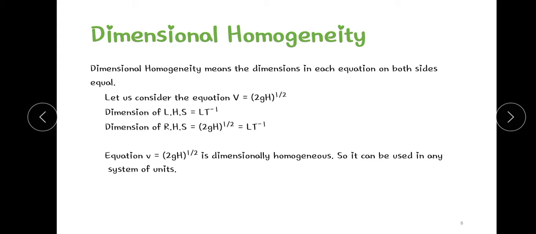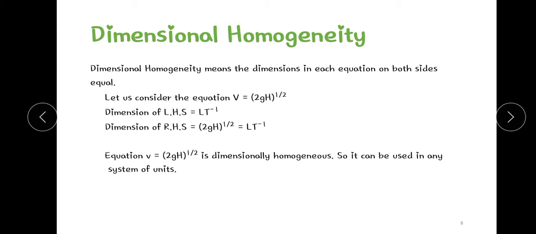Actually, dimensional homogeneity is the concept where the dimensions of variables on both sides of an equation are the same. If the units are the same, the dimensions of each term must be the same, and every valid equation must be dimensionally homogeneous. If an equation is not dimensionally homogeneous, we say that the equation is not valid.